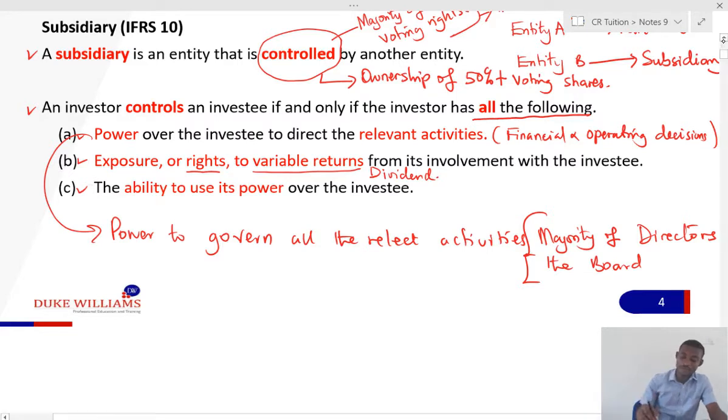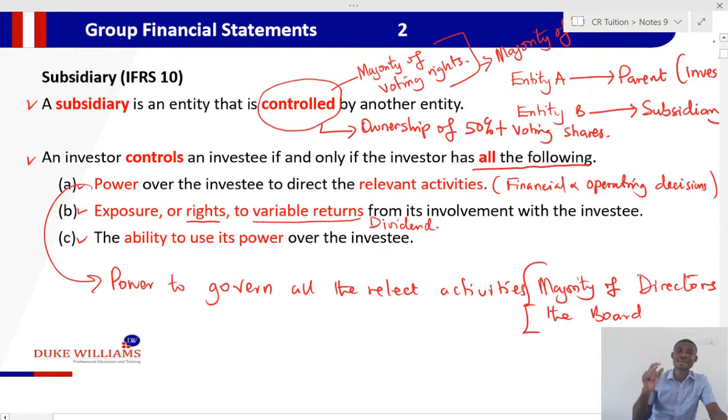Now, IFRS 10 is telling us, let's understand that control is principle based, and the investor can have less than 50% and still have control. And in most cases, it is through a shareholder agreement, through a contract with the other shareholders, such that even though the investor has less than 50% of ownership of shares, they will still control if there is a mutual agreement with the other shareholders.